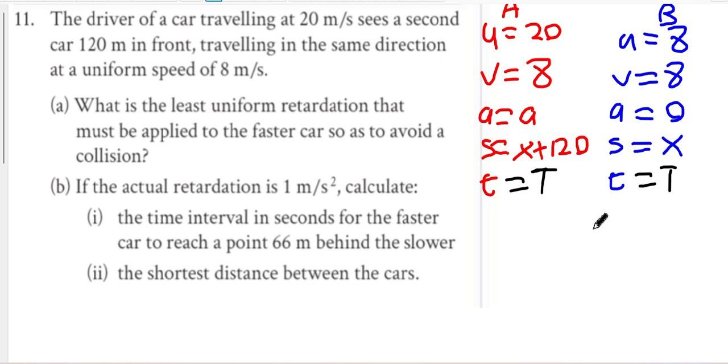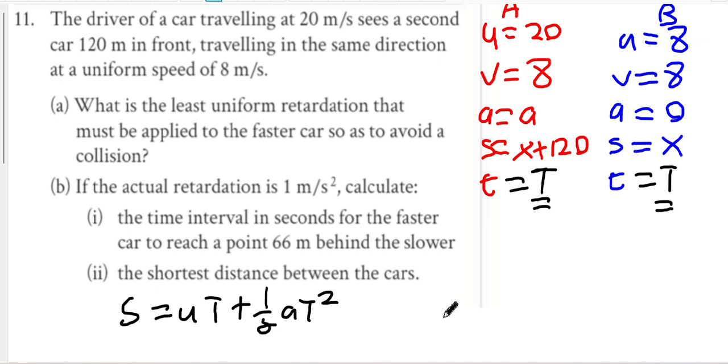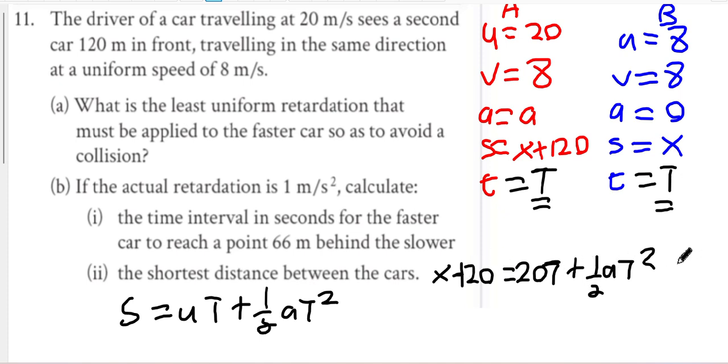So the t values are the same, which means you can relate one equation to the other. So I'd be inclined to go for s equals ut plus a half at squared, and then do it for both equations. So let's say s, which is x plus 120, equals 20t plus a half at squared. Everybody see x plus 120 is 20t plus a half at squared? Sorry, isn't it x plus 120? Oh, x plus 120. Thank you. Now, I'll go down and do the other one.